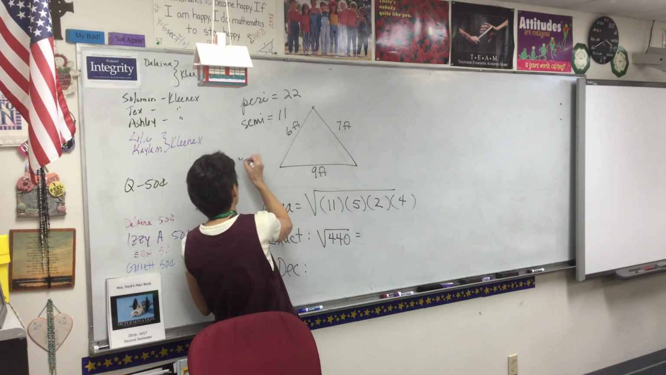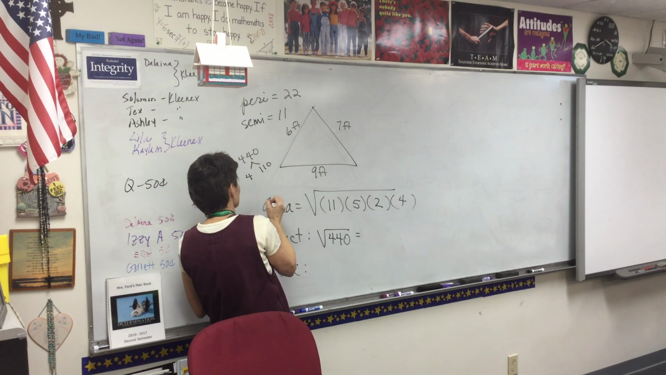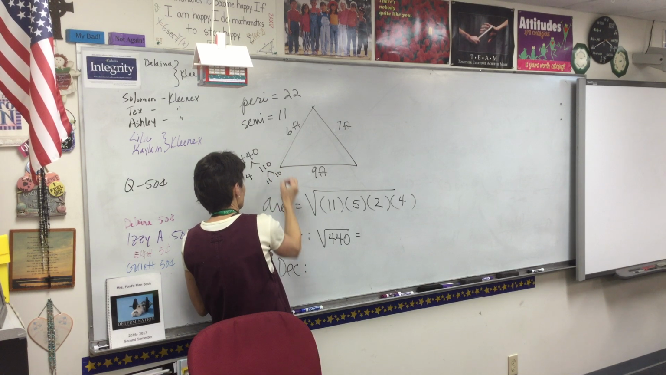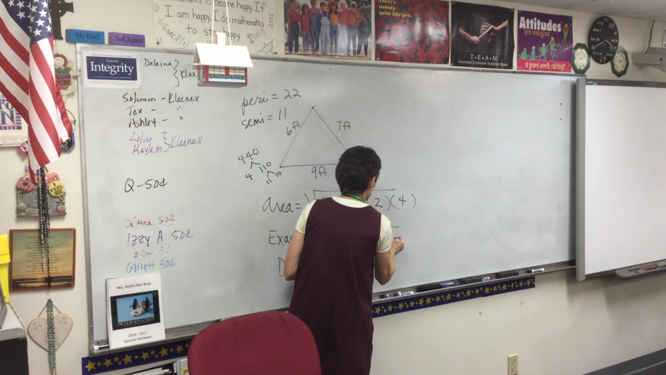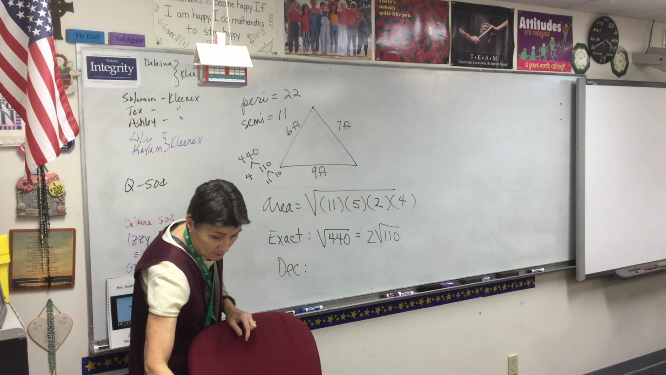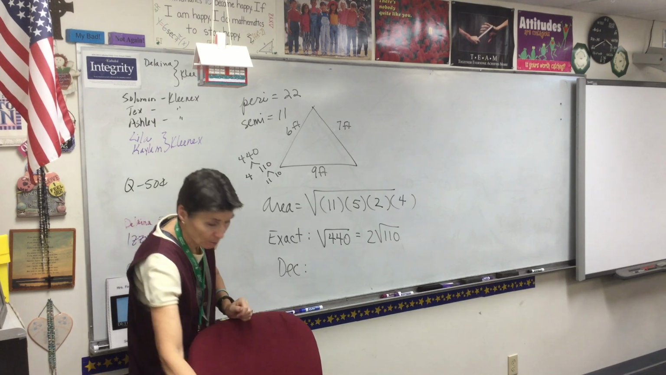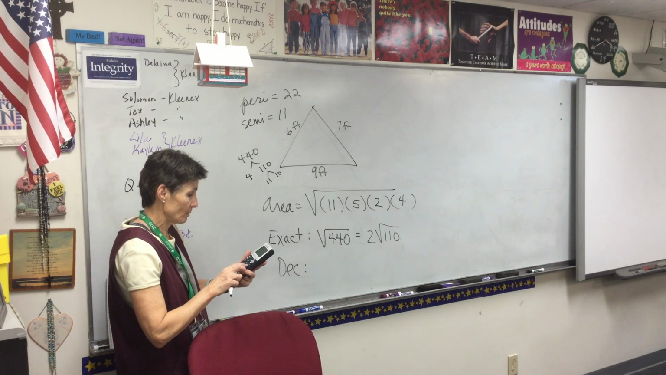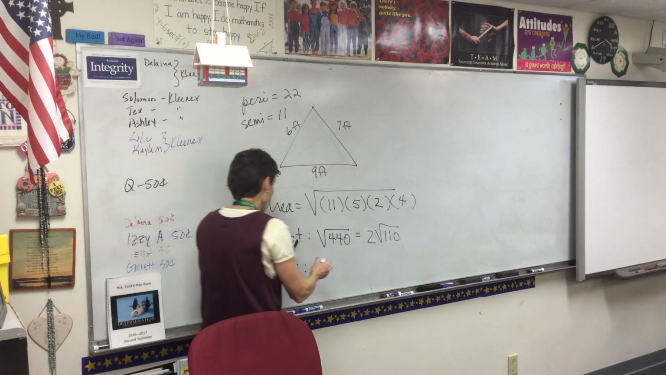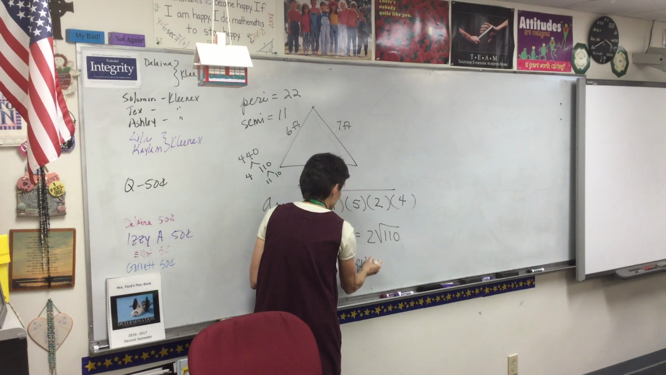that would be, let's see, 440 is 4 times 110. So that's going to be 2 times the square root of 110. That would be the exact answer. Now, what would be the decimal answer? Well, what's the square root of 440? 20.98. And on both of those, it will be square feet.